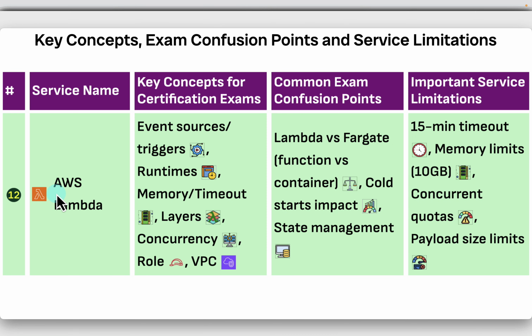Next, AWS Lambda. Key concepts are event sources, triggers, runtimes, memory and timeout, Lambda layers, concurrency, role, and VPC. Common exam confusion points, Lambda versus Fargate. Again, same, function versus container. Cold starts impact and state management. Important service limitations, 15-minute timeout, memory limit which is 10 GB. There are some concurrency quotas and payload size limits.